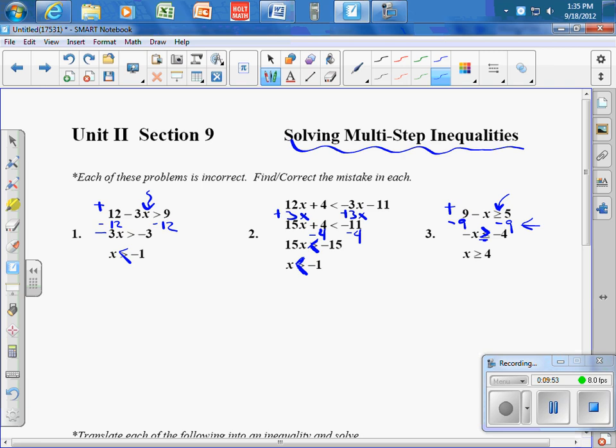Now, when we divide both sides by negative 1, that's when we should flip it, and it should read x is less than or equal to positive 4.